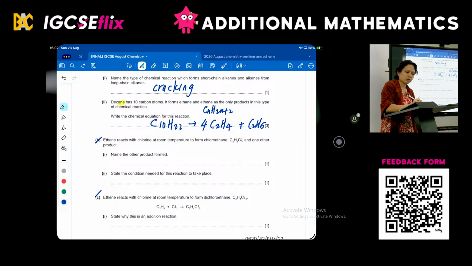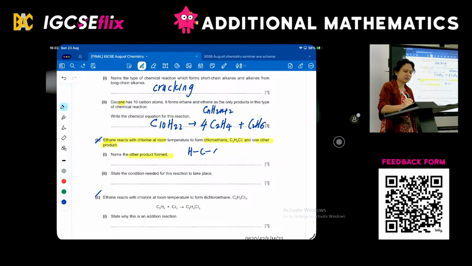Ethane reacts with chlorine at room temperature to form chloroethane. Isn't this the same as just now? Same, right? And one other product. Name the other product. Teacher, I don't like this question.